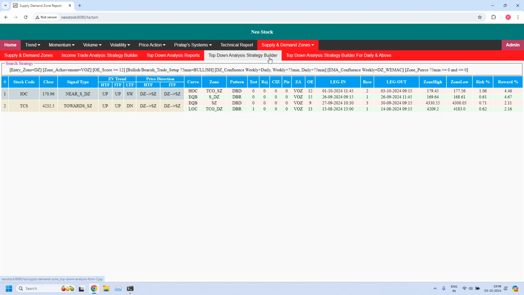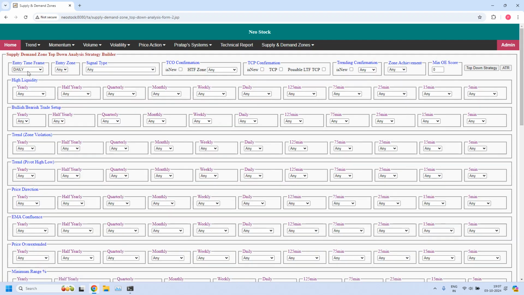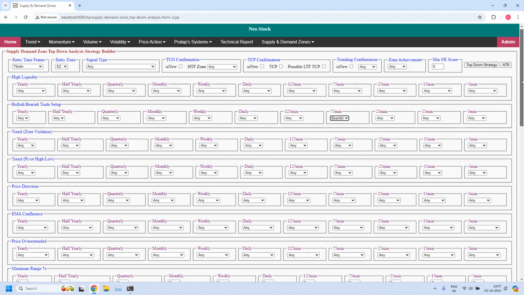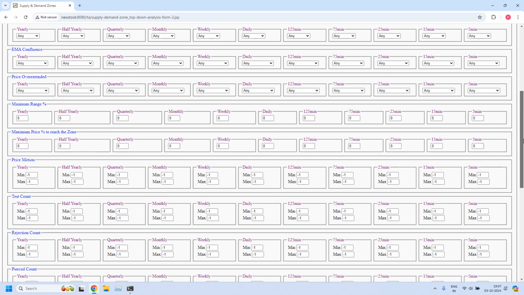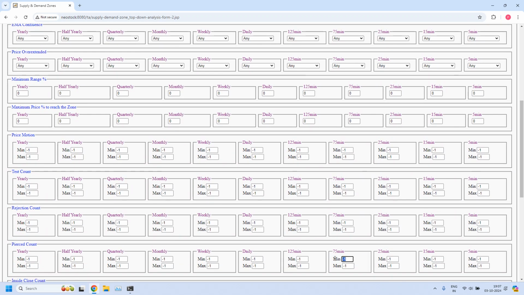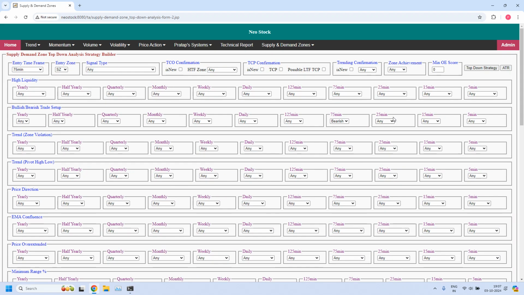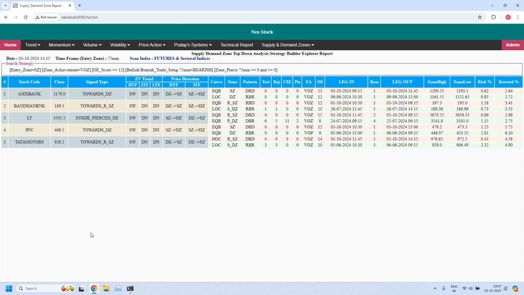Next, let us look for the bearish trade setup for weekly income trade. Entry time frame 75 minutes, entry zone supply zone. In bullish or bearish trade setup at 75 minutes, I am selecting bearish. The 75 minute supply zone should not be pierced. So in the pierced count at 75 minutes time frame, minimum value 0, maximum value 0. Zone achievement is violated opposing zone. Minimum odd enhancer score 12. All the 3 filters are applied to the 75 minute supply zone. Let's verify. We got only 5 stocks. These 5 stocks are currently supporting a bearish trade setup for weekly income trade, entry time frame 75 minutes.